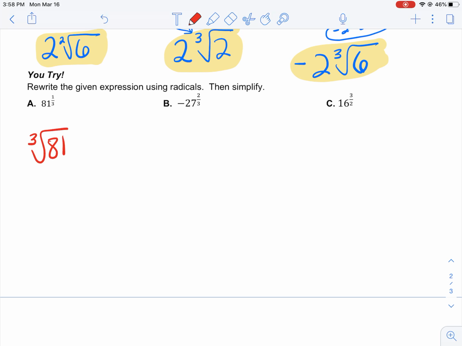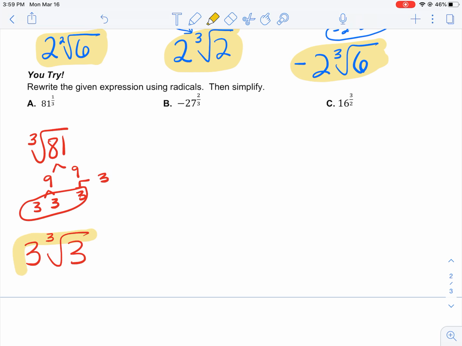So this is going to be the cubed root of 81. We can do 9 and 9, 3 and 3, 3 and 3. We need 3 of a kind, so we take a 3 out, and we're left with the cubed root of 3.